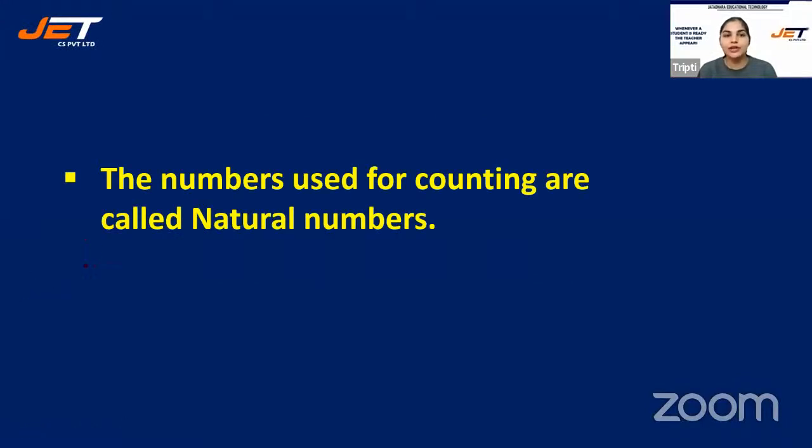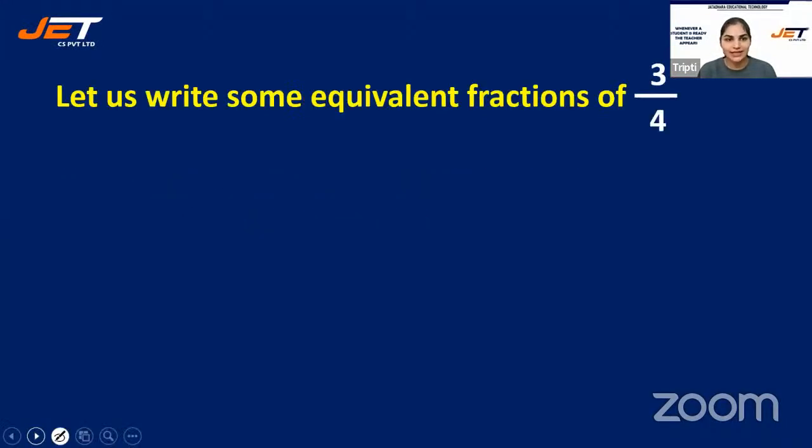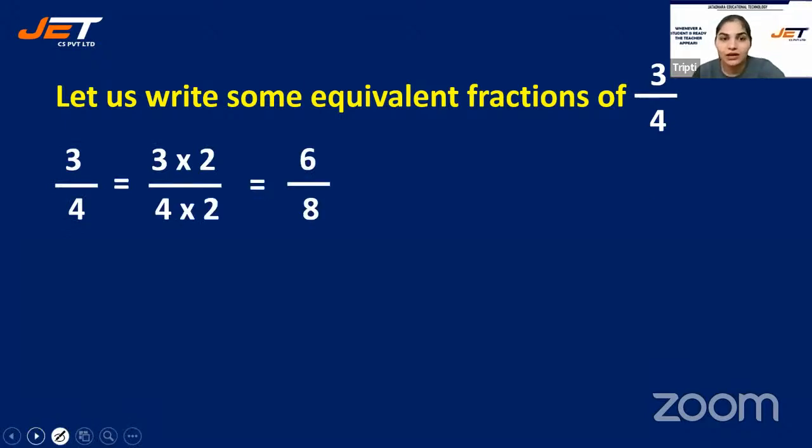The numbers used for counting are called natural numbers, that we did yesterday. We wrote some equivalent fractions as well, by multiplying the numerator and denominator with the same number. That's what we did, right? So to find the equivalent fraction, you can multiply the numerator and denominator by any number.